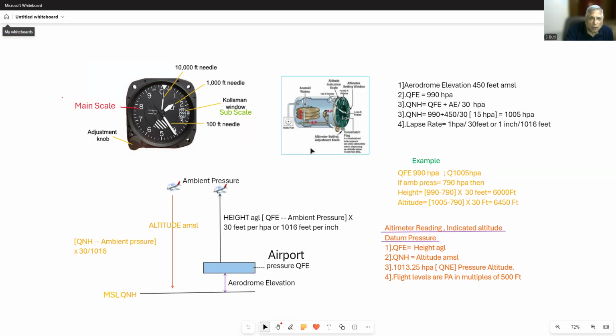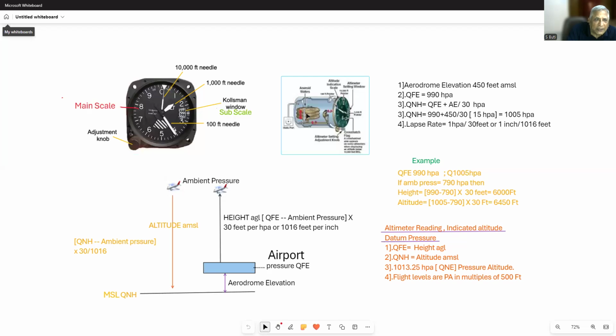Basically, it works on air pressure taken from outside the aircraft through this window called static vents. The pressure is brought inside the instrument case. What you see is only the front portion. This lies behind the instrument panel. It contains a flexible capsule which can expand or contract.